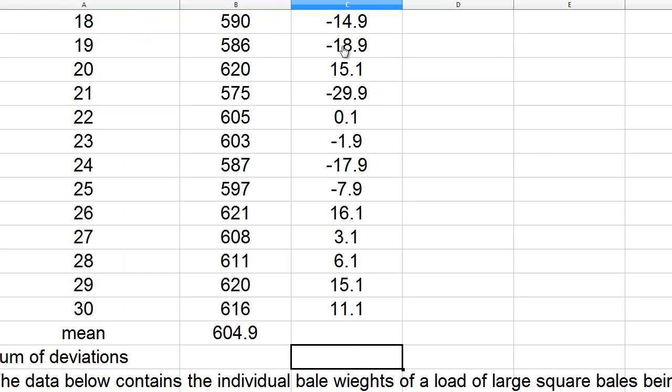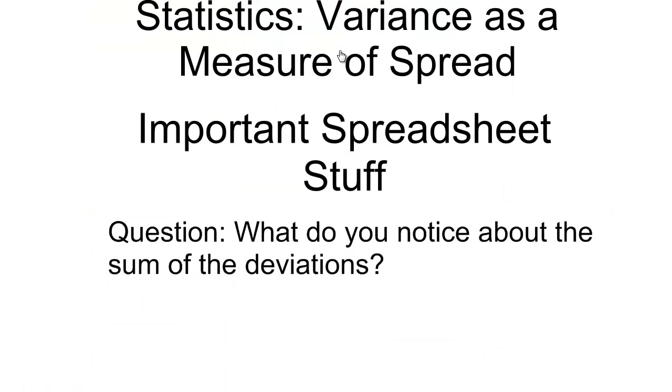Now, when you're done calculating all the deviations in this column, I would like you to calculate the sum of deviations down here. And I have a question for you. What do you notice about the sum of all of the deviations from the mean when you add them all together? In other words, what's the result of that cell down at the bottom of that deviations column?